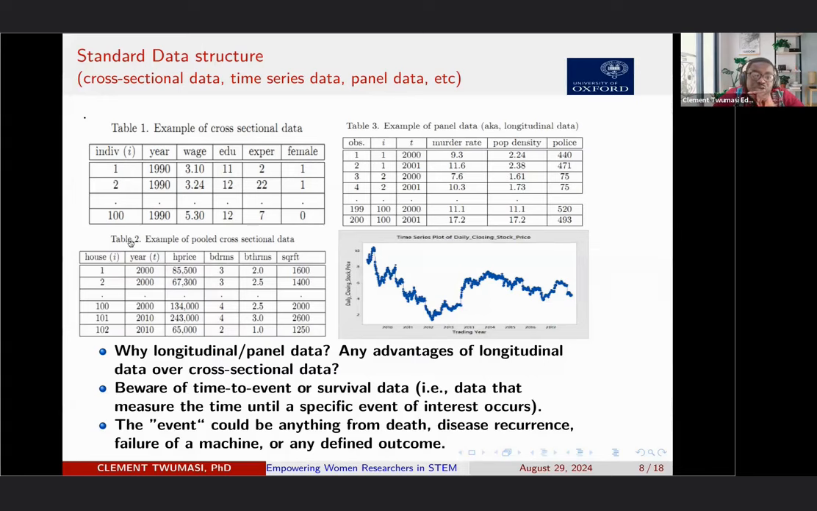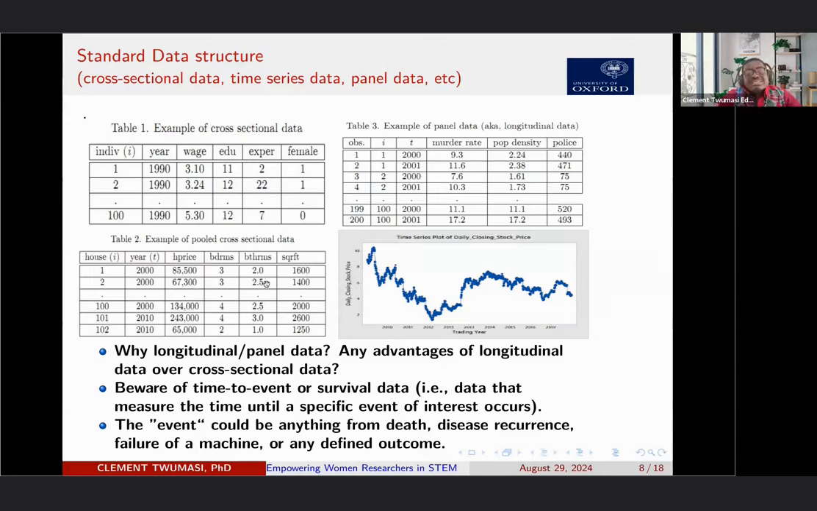I'm talking about table 2. So here, you notice that for patients 1 to 100, we collected their information in the year 2000. And then for patients 101 and 102, their information was collected in another year, right? But you notice that each row of the data still corresponds to a particular individual. That is what we mean by a pooled cross-sectional data.